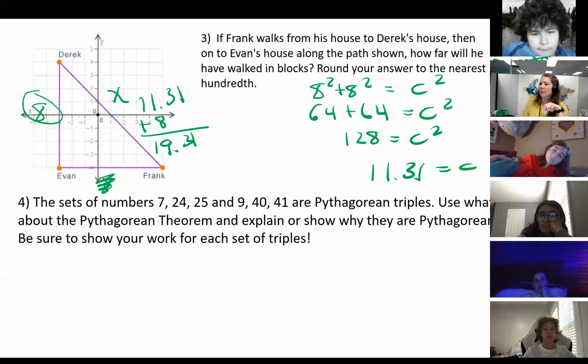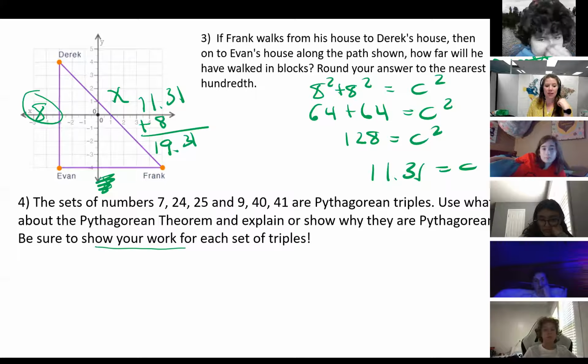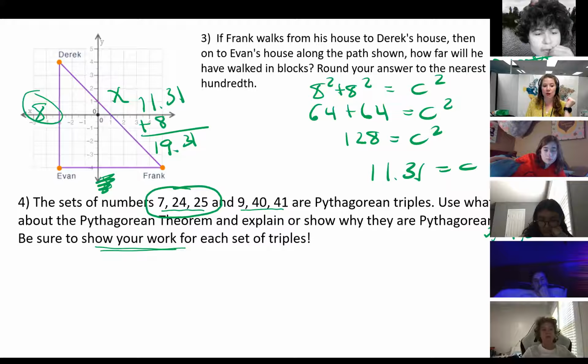All right, look at number 4. So anytime on a quiz or a test, it tells you to show your work, if you just give me an answer, I'm not going to give you full credit if you don't show me any work. So this says that these numbers 7, 24, and 25 are Pythagorean triples. Also 9, 40, and 41 are Pythagorean triples. I'd already told you before that 3, 4, and 5 are Pythagorean triples, but it says to explain why they are and prove it. So basically, you're going to take the two smaller numbers and let those be A and B and set it equal to the hypotenuse squared.